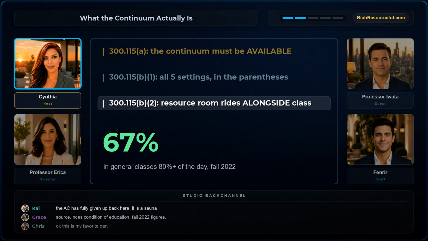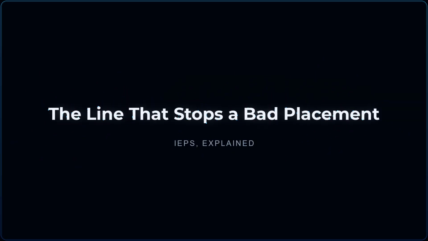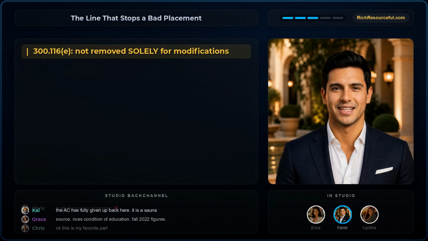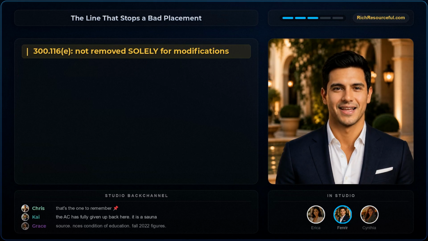2 words, okay, but 67% is a number about where kids already are. It doesn't tell a team where this kid should be, and the thing that decides that is one paragraph. 300.116, paragraph E. Nobody quotes it.